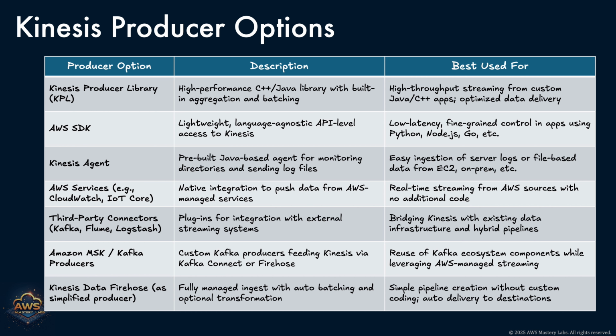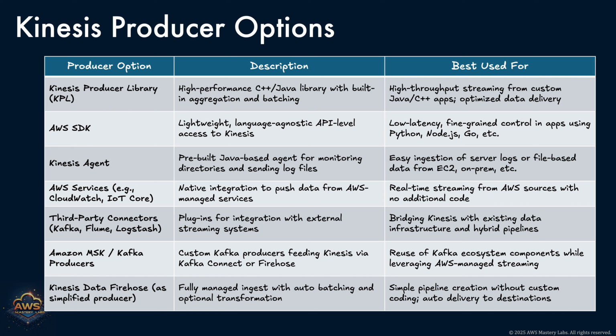Next is the AWS SDK, which provides native APIs to interact with Kinesis from a wide range of programming languages like Python, JavaScript, Go, and Ruby. This is a great option when you need direct, low-level control over each API call, ideal for lightweight applications or use cases where precise message handling is required.